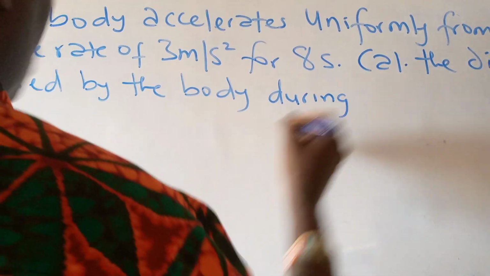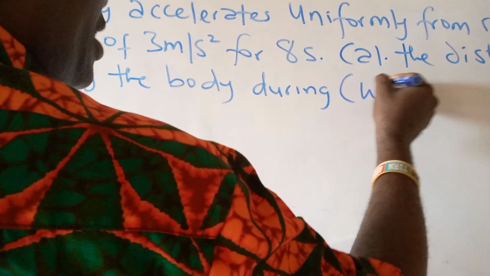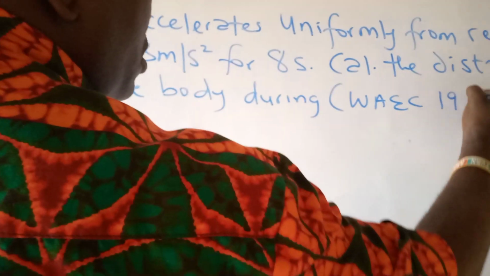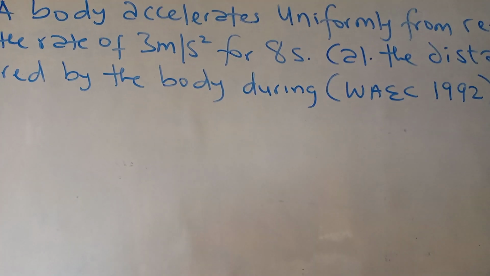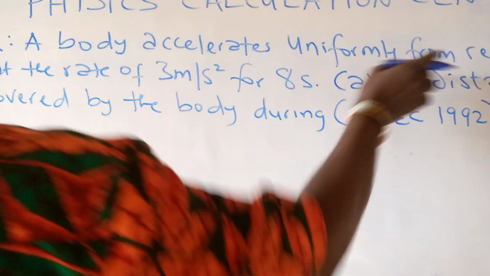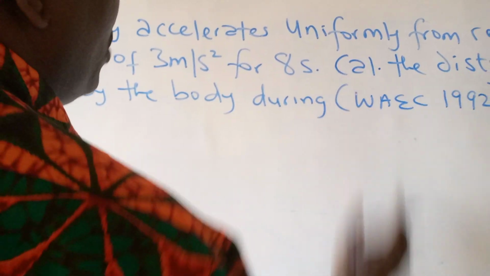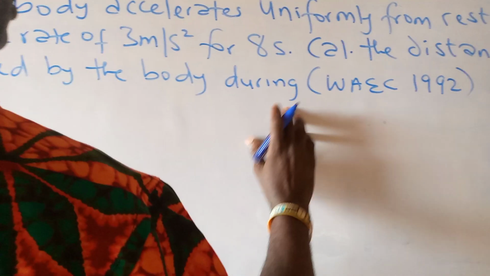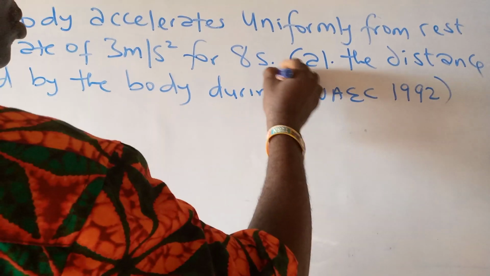I told you at the beginning of our channel that we'll be looking at WAEC questions, JAM questions, various past questions. This is a WAEC question from 1992. It says the body accelerates uniformly from rest at the rate of 3 meters per second square for 8 seconds. Calculate the distance covered by the body during acceleration.